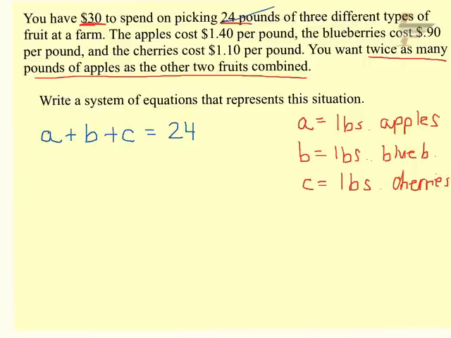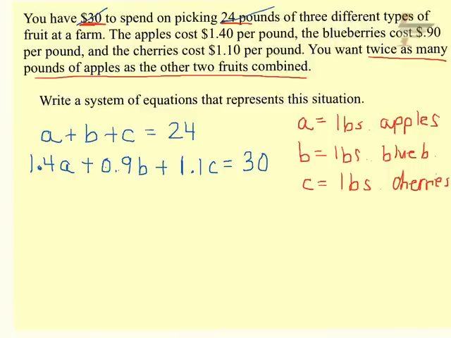I have $30 to spend. Well, I can't say A plus B plus C equals $30 because A, B, and C are pounds of fruit and 30 is in dollars. So of course I'm going to stick the dollar amounts in front of the variables. So for apples it's $1.40 per pound, for blueberries it's 90 cents per pound, and cherries are $1.10 per pound, and I have $30 to spend. So money, everything's in units there for dollars. That takes care of that.